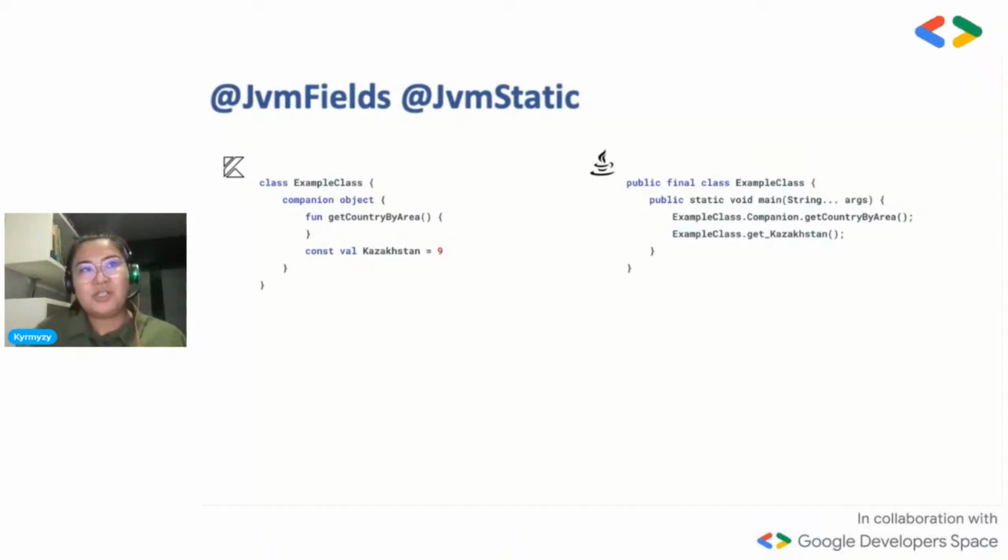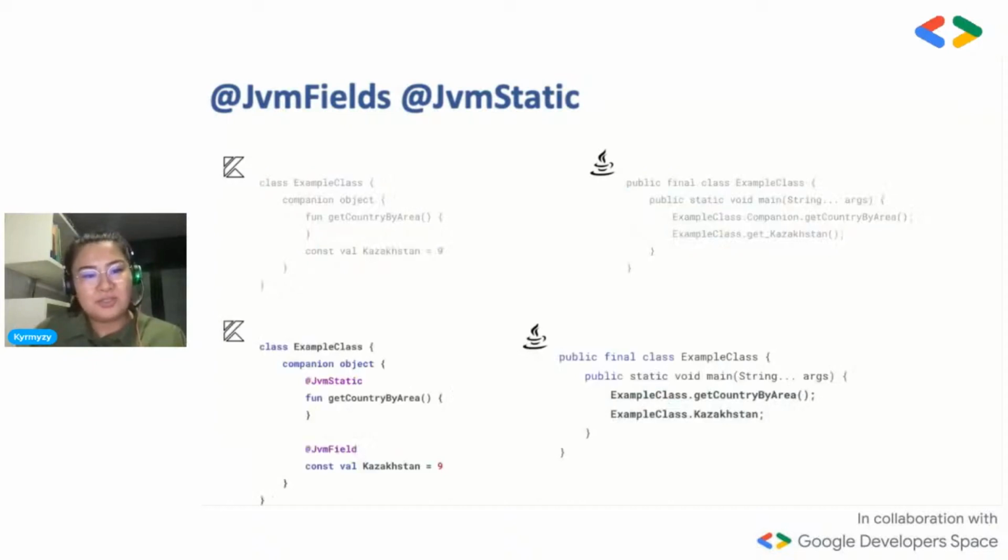So what will change if we are using these annotations? When we use these annotations, it immediately understands that the getCountryByArea function and Kazakhstan as a variable are static variables and static functions.